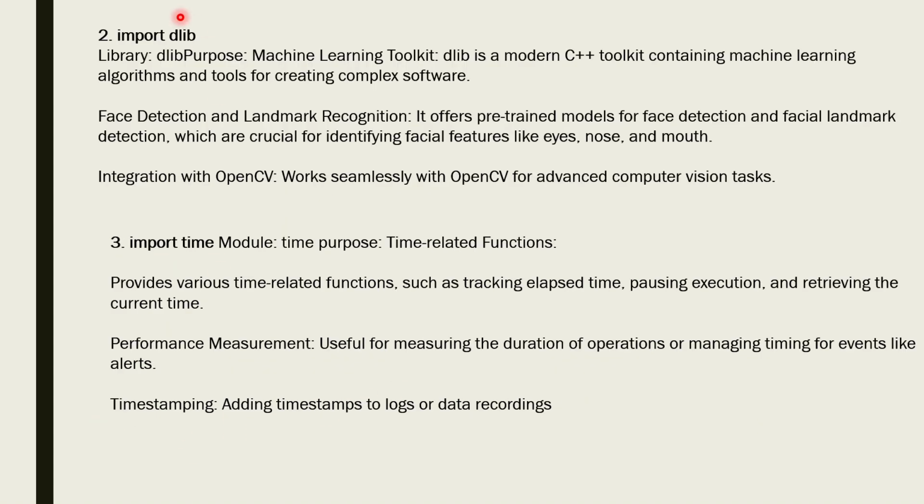So what is Dlib? Dlib is a modern C++ machine learning toolkit, where machine learning algorithms are already implemented, along with complex software. It helps to detect the face and also the landmarks on the face. It offers pre-trained models for face detection and landmark detection, which is crucial for identifying and extracting features like the eyes, nose, and mouth.